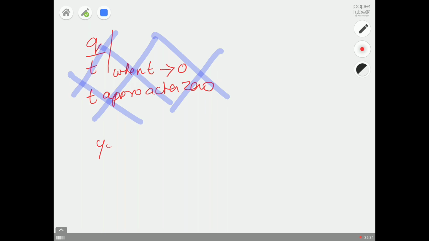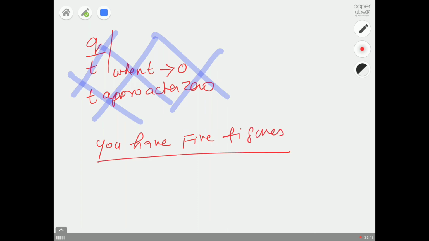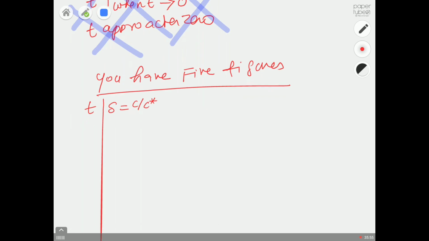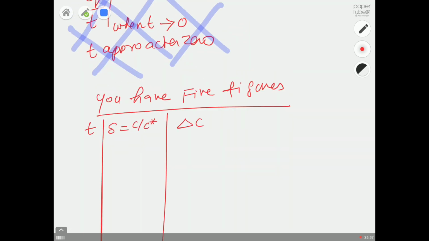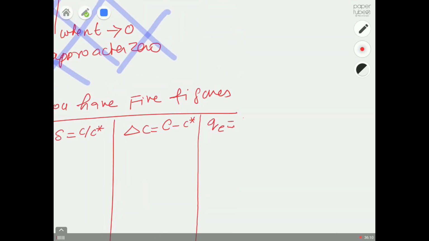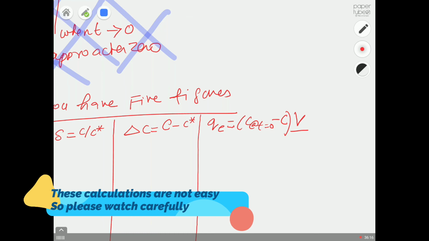So you have 5 figures for your report. So you have to calculate time versus supersaturation ratio. Then you have to calculate delta C, which is nothing but C minus C star. And then what else? You have to calculate QE, which is nothing but C at T equal to 0 minus C, multiplied by volume, divided by mass of seeds.